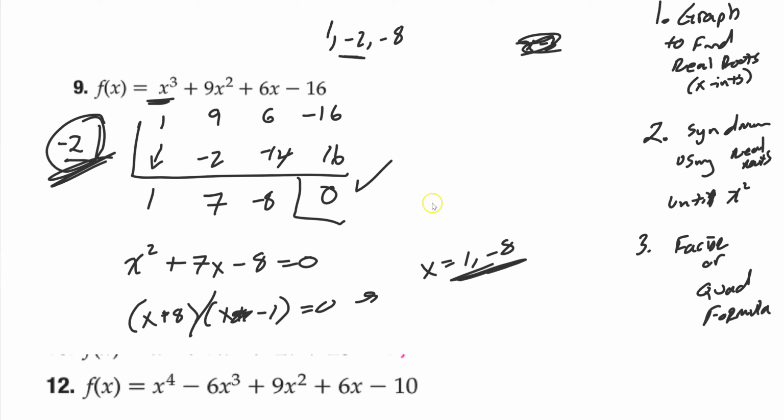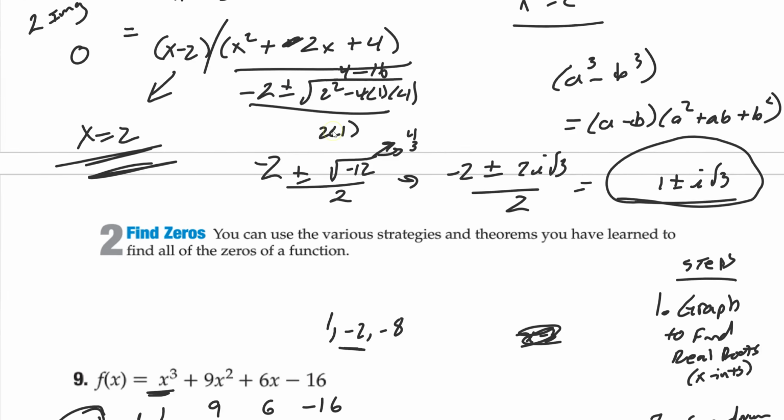So those are my 3 roots. I got 1, -8, and -2, just like I said from the beginning. So why did I go through this trouble? Because these happen to all be real roots. But what happens if you get 1 real root and a couple imaginary roots like we did up here?